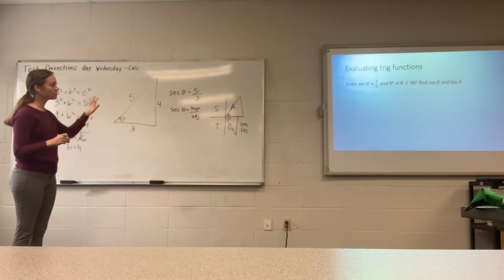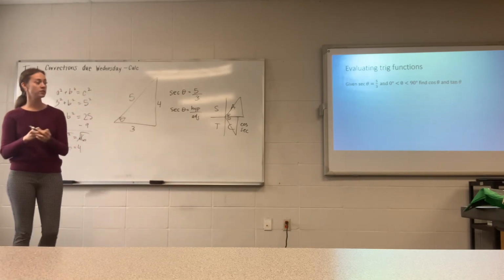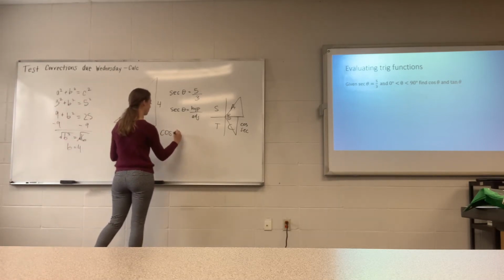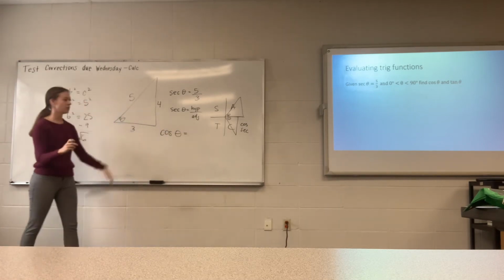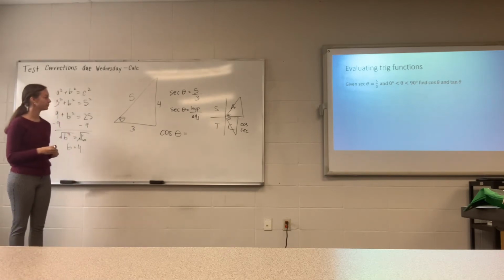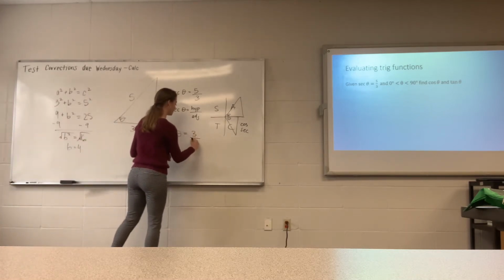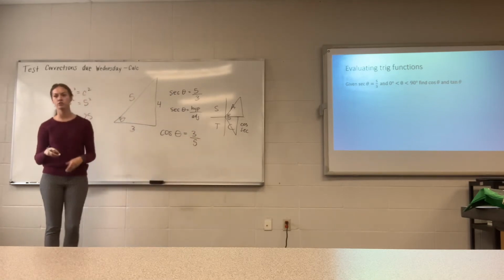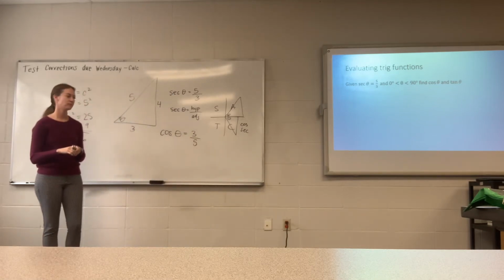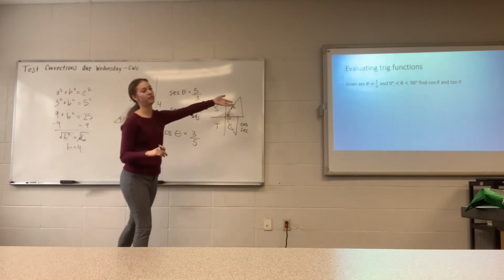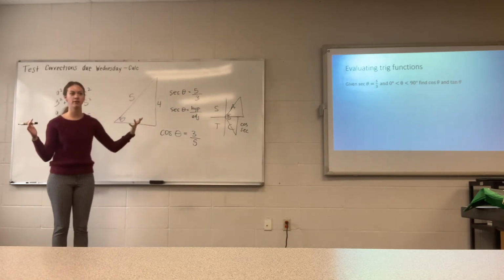Okay, so we have our sides and everything. Now the question: I need to figure out cosine and tangent. So my cosine of theta, looking at my triangle, Blake, what would I have? 3 over 5. Yeah, 3 over 5. Do you guys think I could have figured that out without having to draw this triangle? Yeah, it's the opposite. I could have just flipped this, right? But because I needed my tangent, I did need the rest of the triangle, okay?